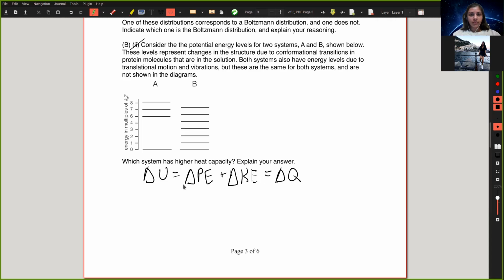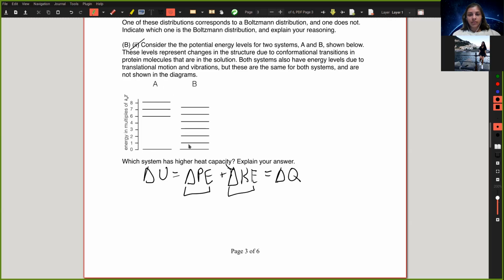And what we can get from this is that for a given input of heat energy, that's going to correspond to a given change in potential energy as determined by these potential energy levels and a given change in kinetic energy. And we know that heat capacity corresponds most directly to a change in kinetic energy, since a lower heat capacity means that for a given input of energy, the temperature of the system goes up faster.